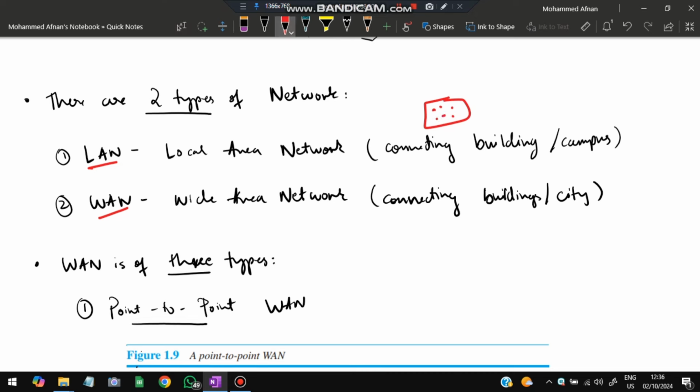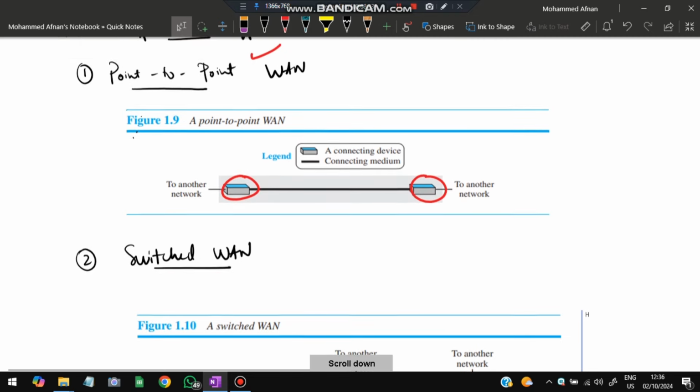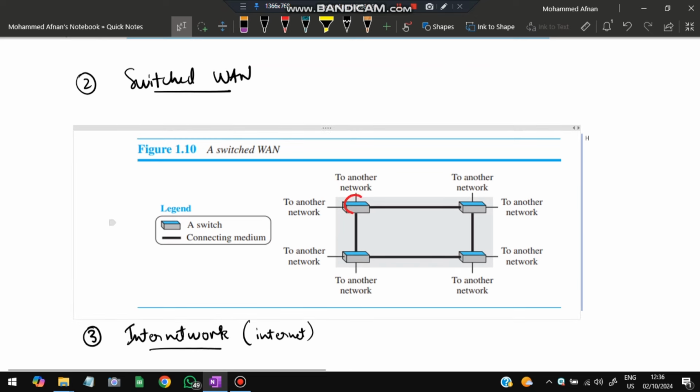The wider definition of it is the WAN, the wide area network. It can connect the whole city. Okay, so this is the difference. And in WAN there are three types. The first is point to point WAN, where we connect one network with the other network. And second is the switched WAN. We'll have different switches present here, so that it will interconnect with every other network.